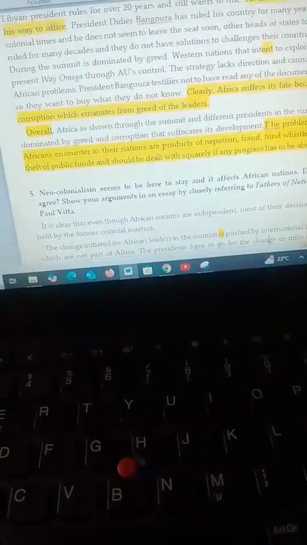All right. Now let's get to the second question. The second question is on neocolonialism. It's a common question I've seen in different papers and in different versions.